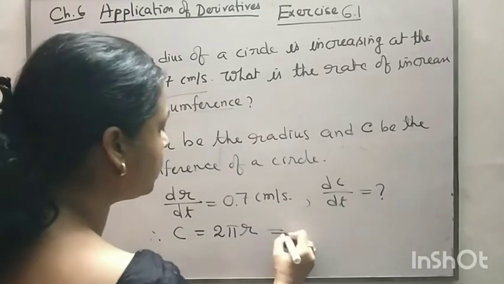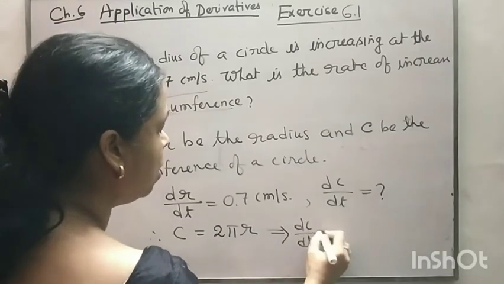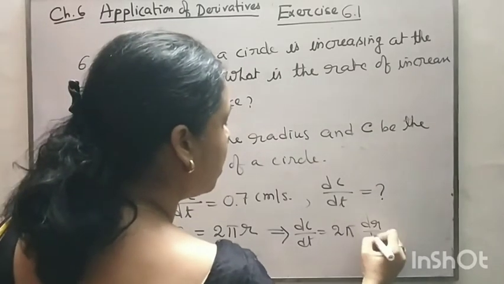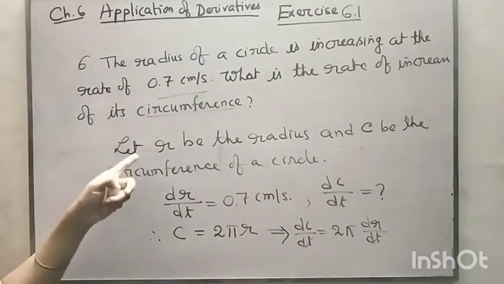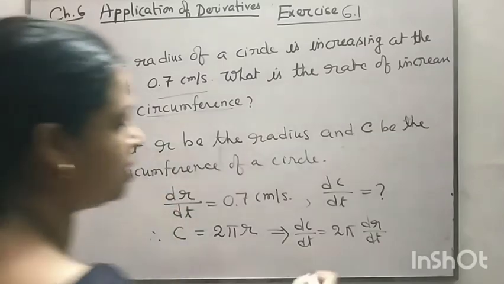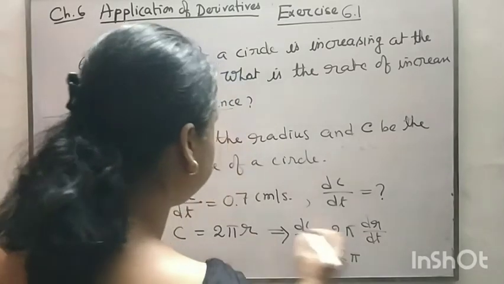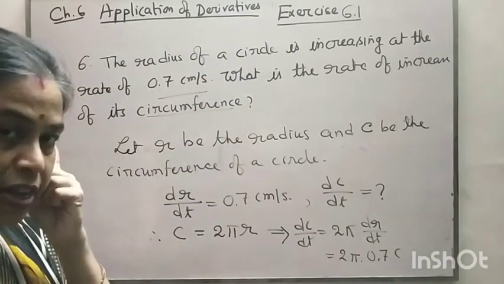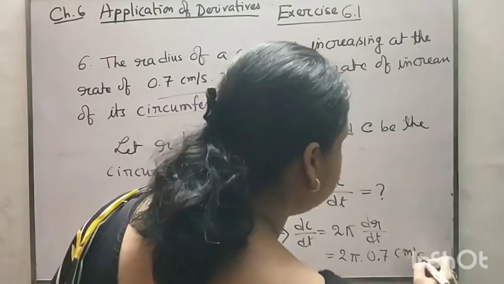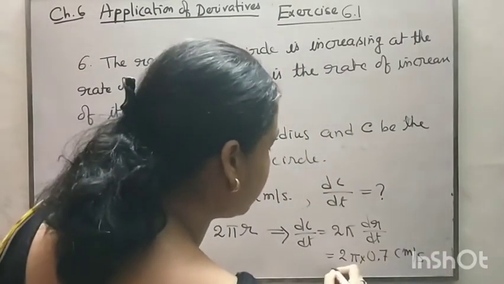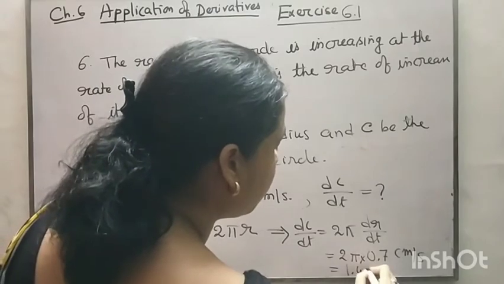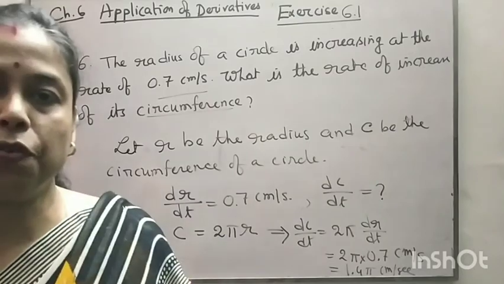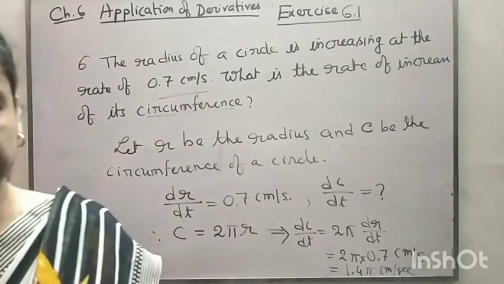The rate of change of circumference, that is dC/dt, is twice pi, as pi is constant, then d/dt of r, which is equal to dr/dt. Right? Now, you know the value of dr/dt, so substitute it. That is equal to twice pi, dr/dt value is 0.7, and the unit, what is changing? Circumference, so the unit is centimeter per second. So the calculated value is 1.4 pi cm per second. So this is the solution of question number 6.